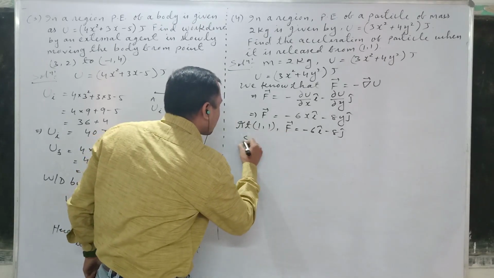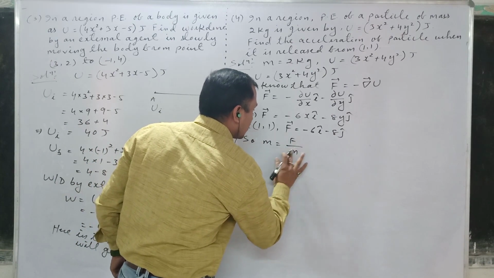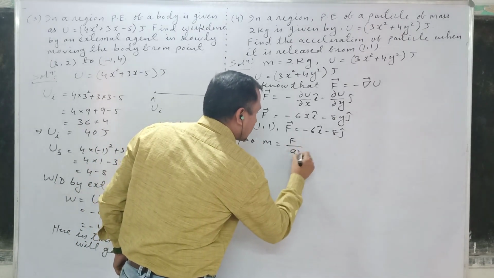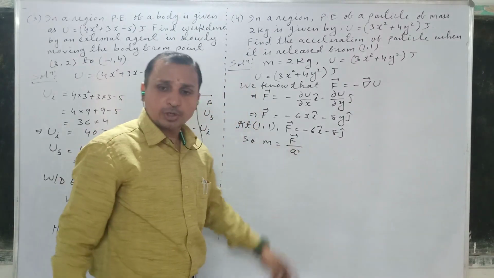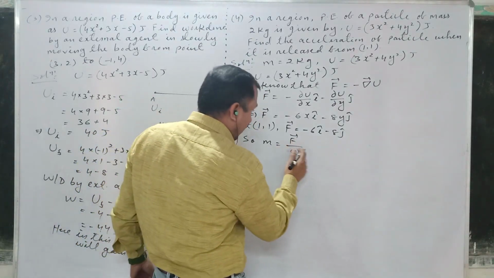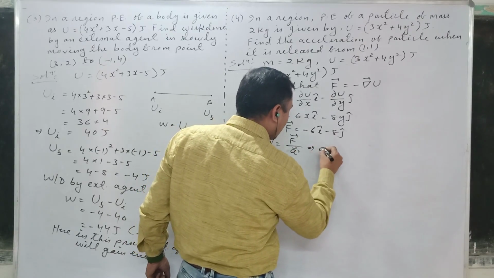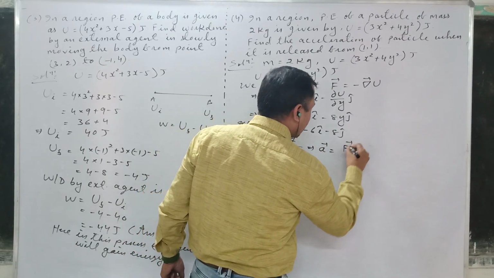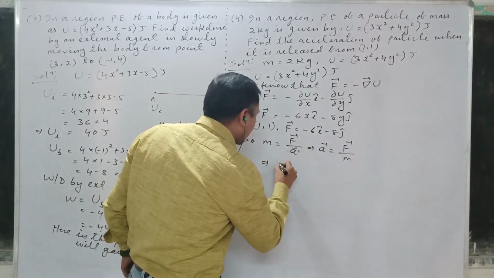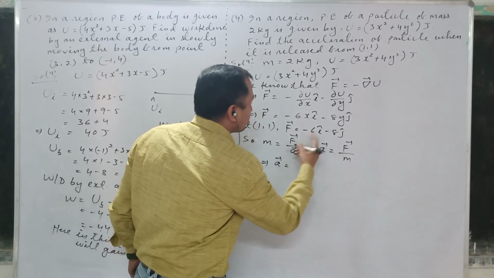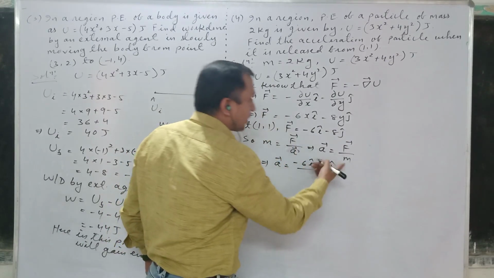So mass is equal to force divided by acceleration, yes or no? And if we want to find out the acceleration, acceleration is equal to force divided by mass. Yes or no? So this can be written as acceleration is equal to, in case of force I am putting -6 i cap - 8 j cap divided by mass.